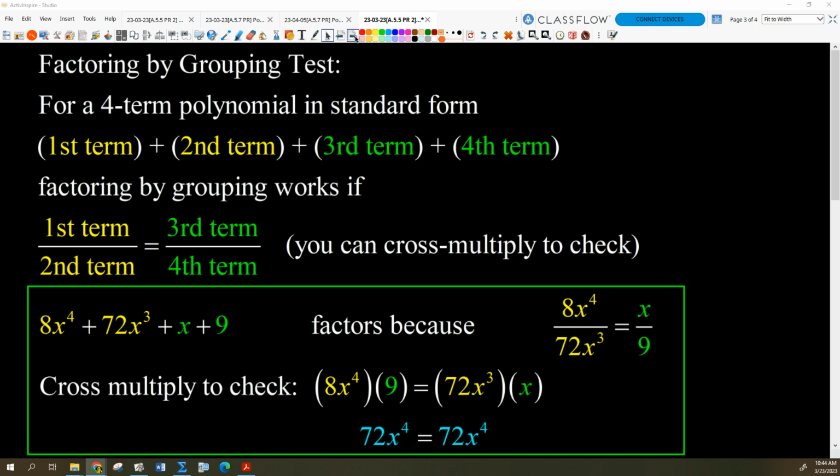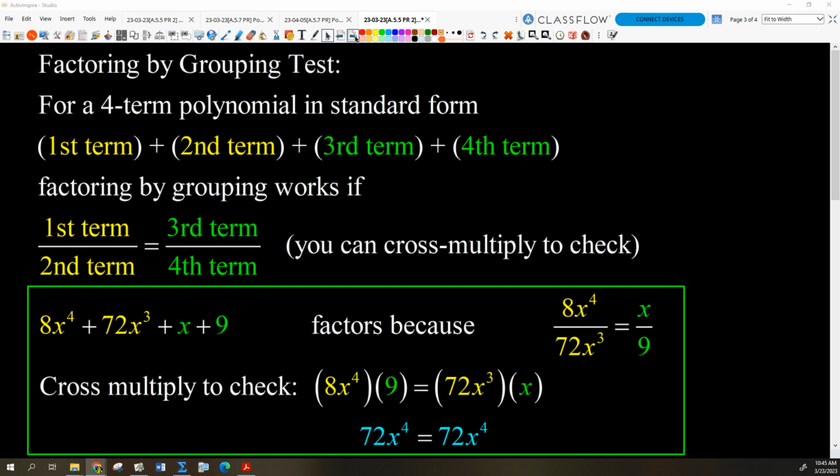If we look at it this way, I've got the first 2 terms plus the second 2 terms. Let's make the first group yellow and the second group green. The factoring by grouping process is always going to work if the ratio of term 1 divided by term 2 is equal to term 3 divided by term 4. If that happens, it's guaranteed to work.